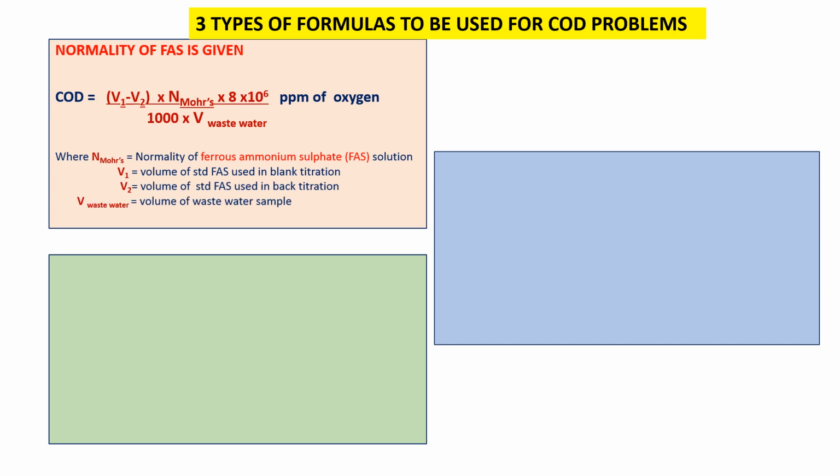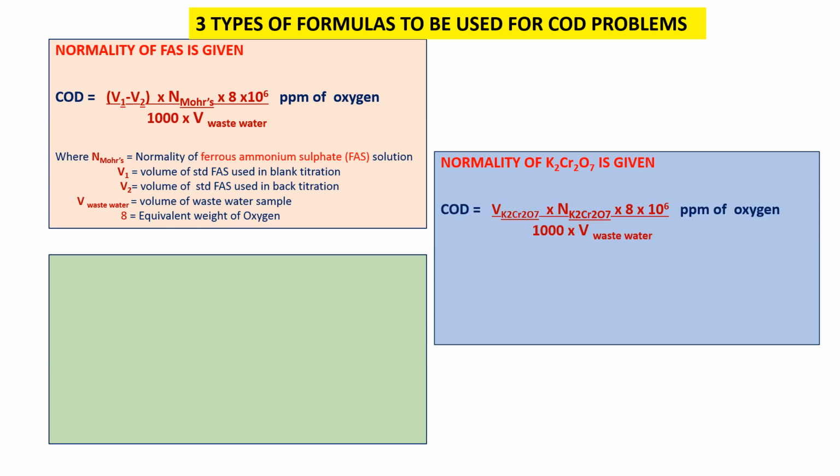The second formula is if normality of potassium dichromate is given. If normality of potassium dichromate is given, you have to use the formula COD is equal to V potassium dichromate, that is volume of potassium dichromate, into N potassium dichromate, that is normality of potassium dichromate, into 8 into 10 to the power 6 divided by 1000 into V wastewater, that is volume of wastewater.